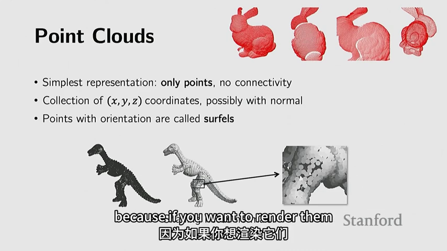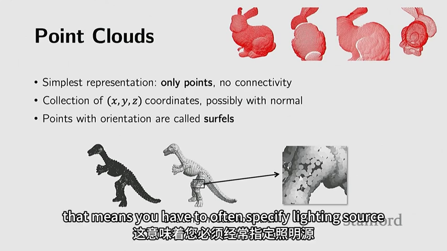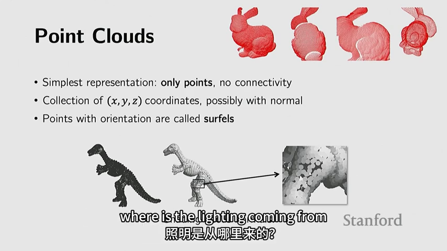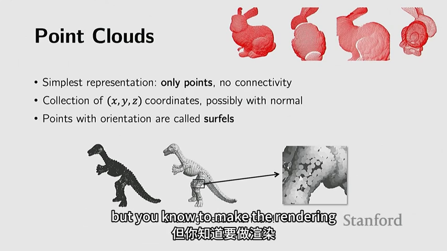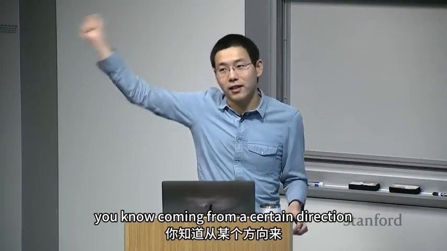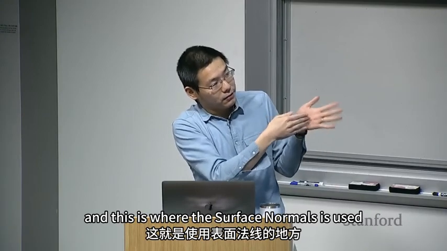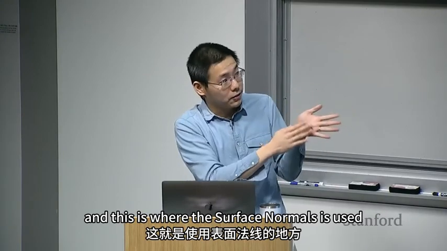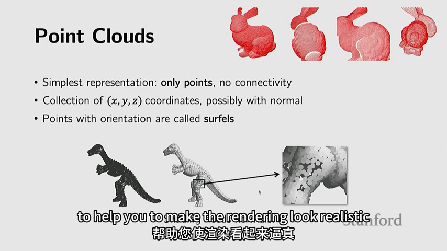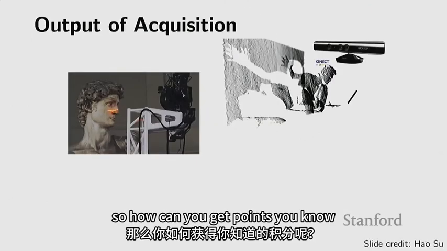And yeah, so why do you need surface normals? Because if you want to render them, you want to say how the object looks like. Then that means you often have to specify a lighting source, right? Where is the lighting coming from? But to make the rendering look realistic, you have to consider how the lighting coming from a certain direction is going to interact with the point. And this is where the surface normals are used to help you make the rendering look realistic, like you can see here.